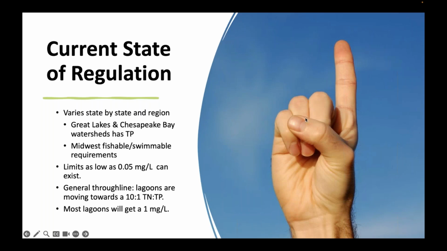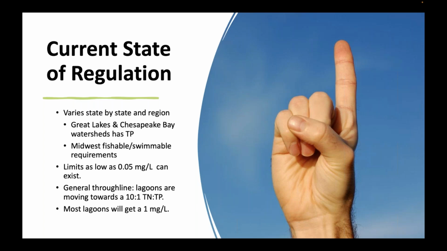So current state regulation is that your phosphorus limits really depend on a state by state and region by region basis, and particularly which watershed you're in. The Great Lakes is a great example. Due to some of these harmful algal blooms, they've really worked hard to put regulations on all emitters of phosphorus upstream of the Great Lakes because it's such a wonderful freshwater source and wonderful habitat.